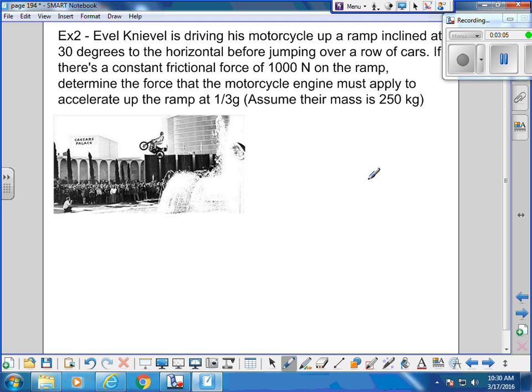So 1g is simply 9.8 meters per second squared. You often hear about test pilots and stuff like that pulling 4 or 5 g's, right? What it means is what's the acceleration? So 1g is 9.8, so 1/3 g would be 9.8 simply divided by 3, right?